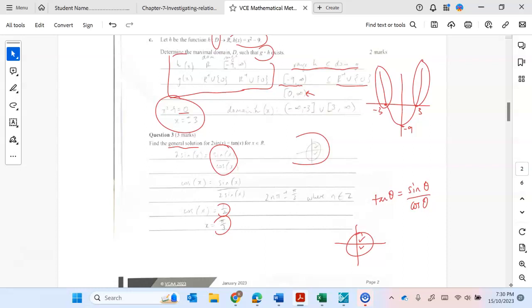Now, basically, we've got to get our general solution in terms of n, or you could use k, as long as you have this notation. So if you've used n, you've got to say where n is an element of z. So z just means it's an integer, or you can say where n is an integer, or k is an integer. Just make sure you're consistent with whatever letter you use.